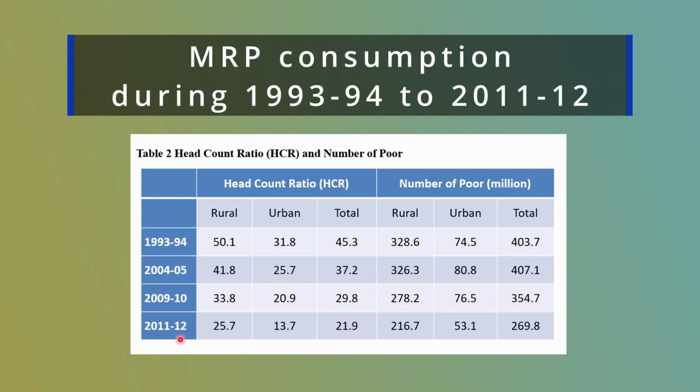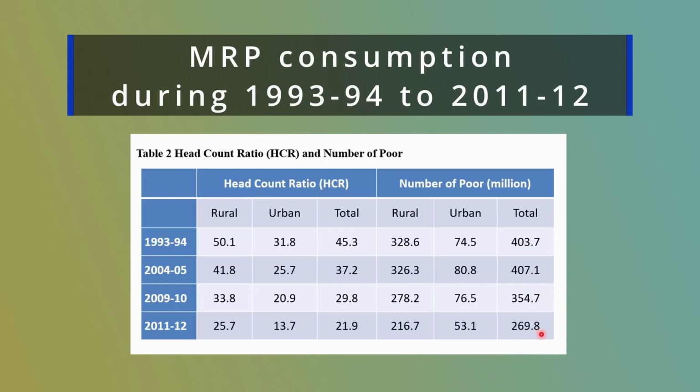If you consider some empirical facts, the total headcount ratio in India, which was 45.3% in 93-94, decreased to 21.9% in 2011-12. In case of rural India, the headcount ratio decreased from 50.1% to 25.7% during this period, as well as the urban headcount ratio also decreased from 31.8% to 13.7%.